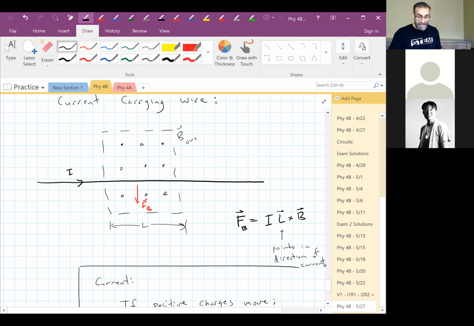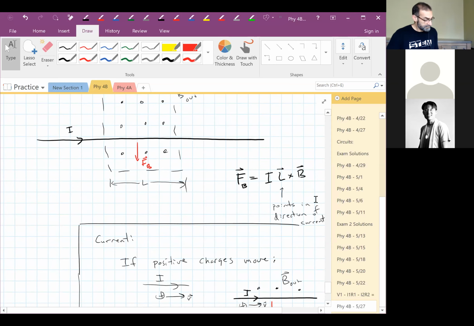But usually I just think in terms of my old equation, V cross B. It's a positive charge moving to the right, and I use my right hand rule. Seems that's like it, yeah. Okay, so now we have an equation for a current carrying wire in a magnetic field.